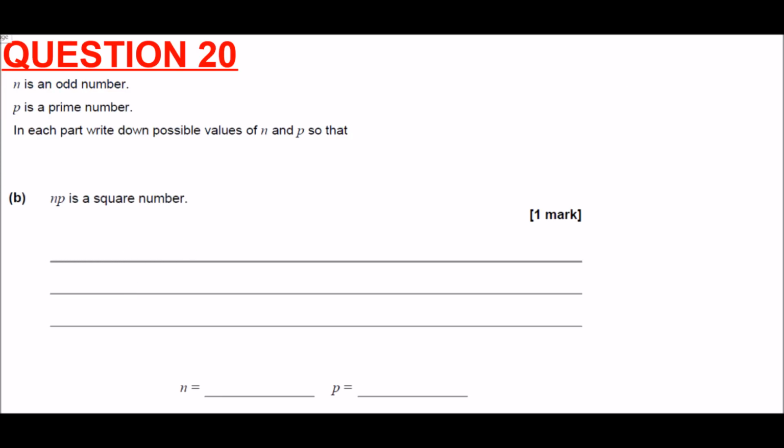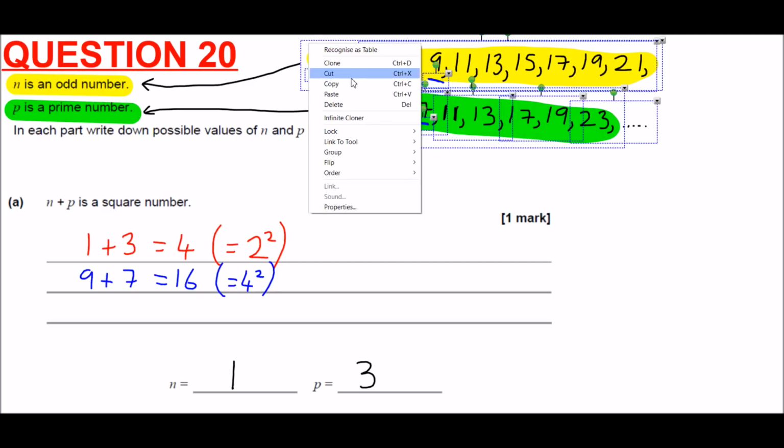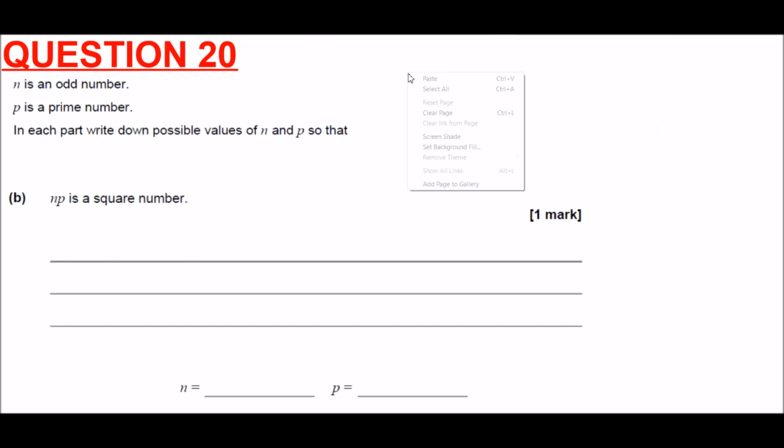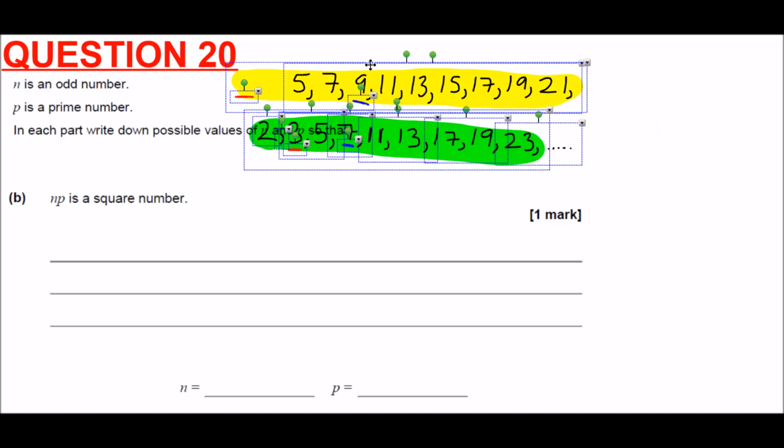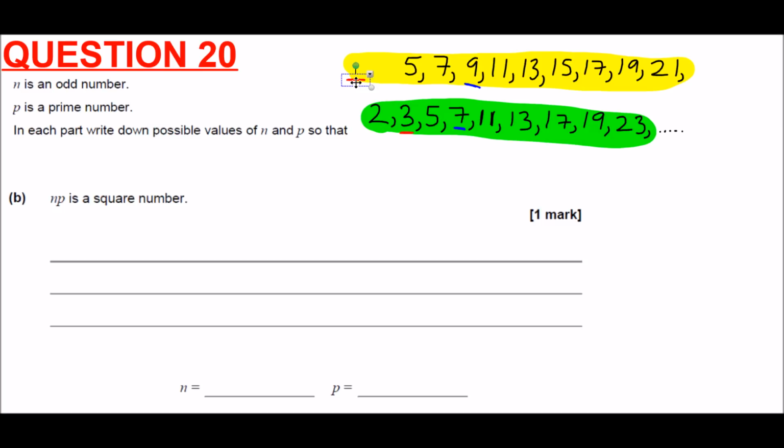Now, for part B, we need to be thinking of odd numbers and prime numbers so that when we multiply them together, np is a square number. So I'm just going to steal the working out from the previous page. Just put it here for a second. So those are the odd numbers we had.